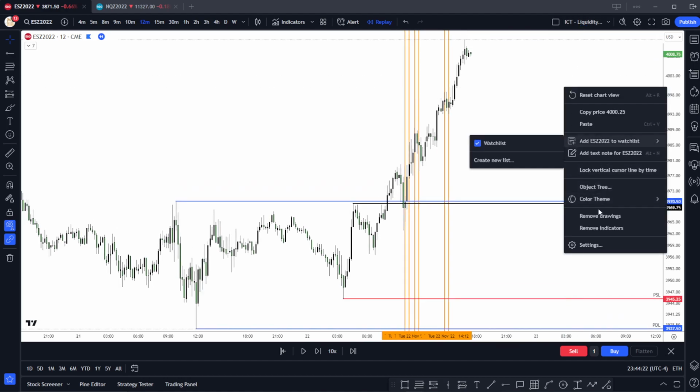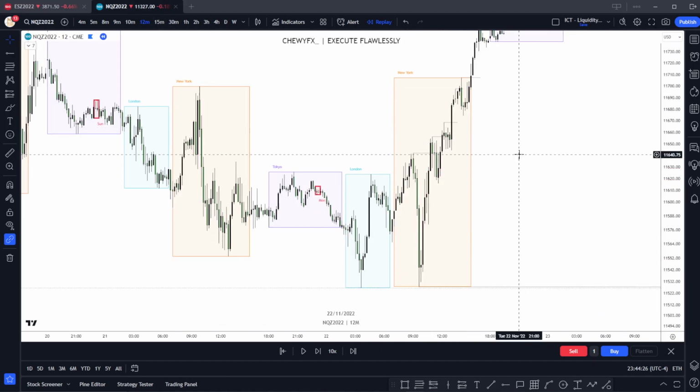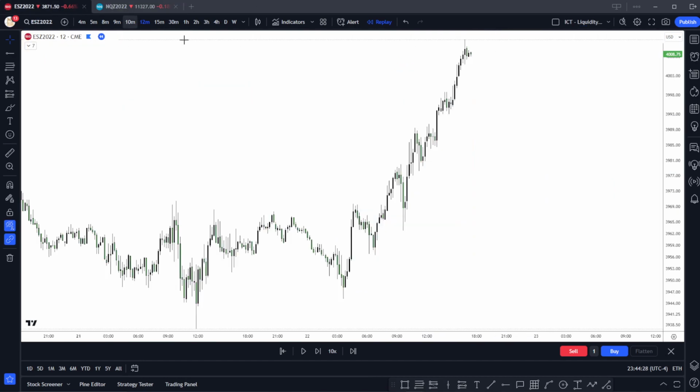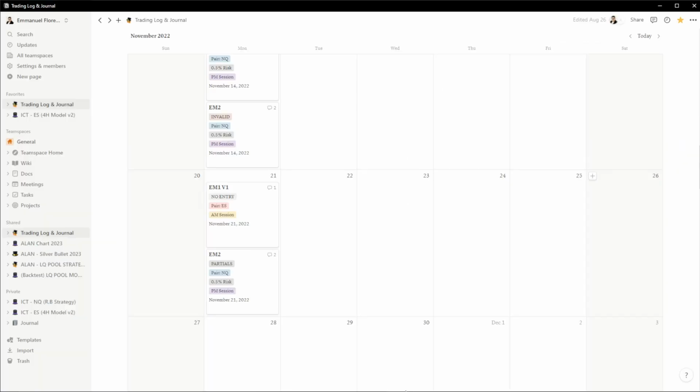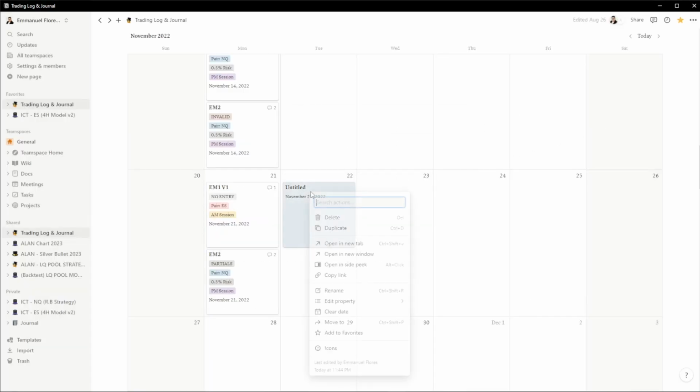So something for the notes: if the biases are not aligned, especially if they're flipped like that, which doesn't happen too often, that's why I'm shocked, just don't trade that day. I'm not even going to leave a note.